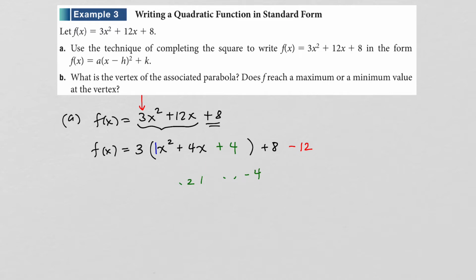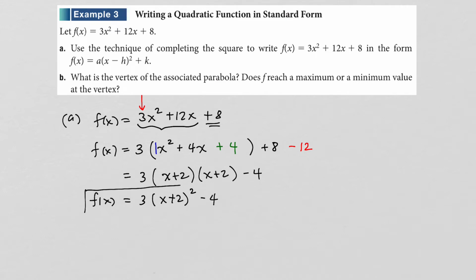Once you get past that step, then we're going to go ahead and factor. So this is 3 times (x plus 2) times (x plus 2). And then positive 8 and negative 12 is negative 4. And this simplifies to 3 times (x plus 2) quantity squared minus 4. And so we have completed the square to write this in standard form.